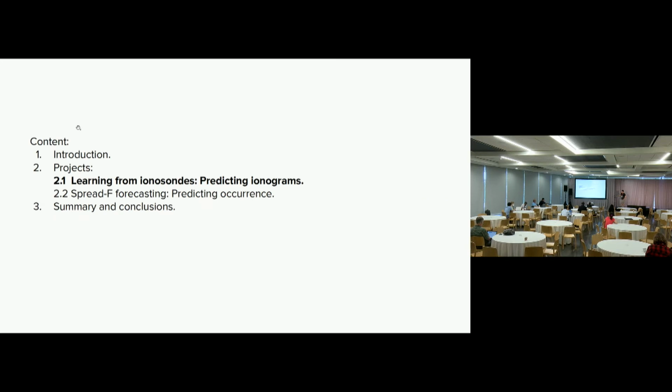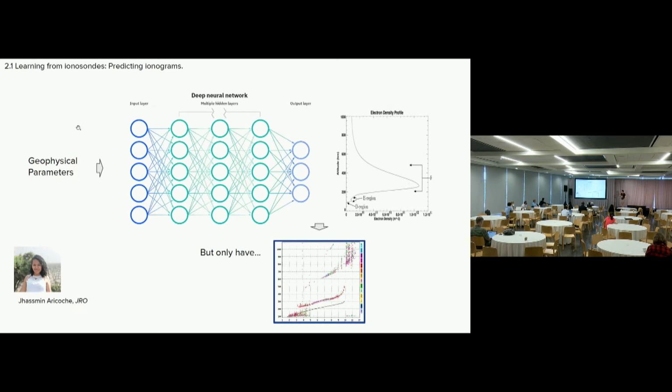First, the first project: predicting ionograms. The motivation for this study was to build a system that can learn to produce electron densities from geophysical parameters. Unfortunately, we don't have a lot of electron densities, but we have a lot of ionograms. This work was done with Jasmine Aricoche.